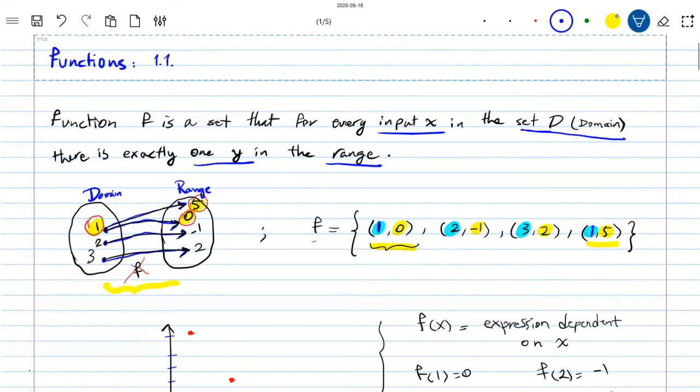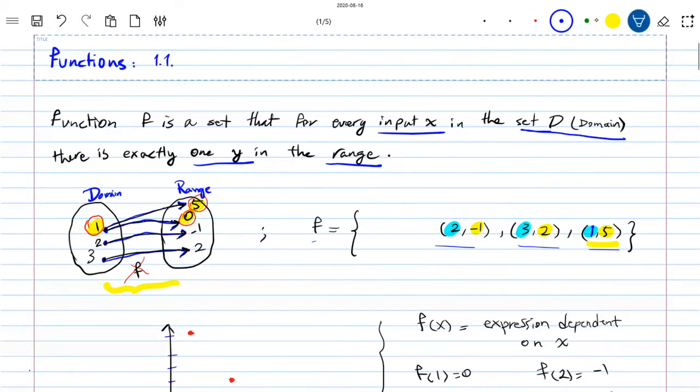To avoid such a problem, last time we erased the 5. We could erase the 0 instead and say this point, I don't want it in the function, I don't want it in the set, therefore I can make a function. So I've made a function, and this function has 3 points. If you pick 2 as an input, you get -1 as an output. If you pick 3 as an input, you get 2 as an output, and for 1 you get 5. So for every input, you'll have at most 1 output.